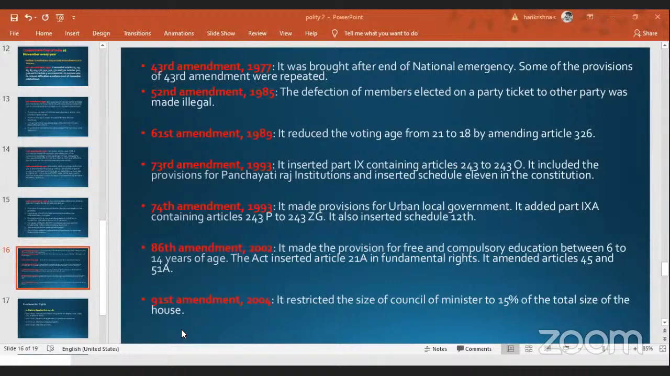It restricted the size of the Council of Ministers to 15% of the total size of the House.